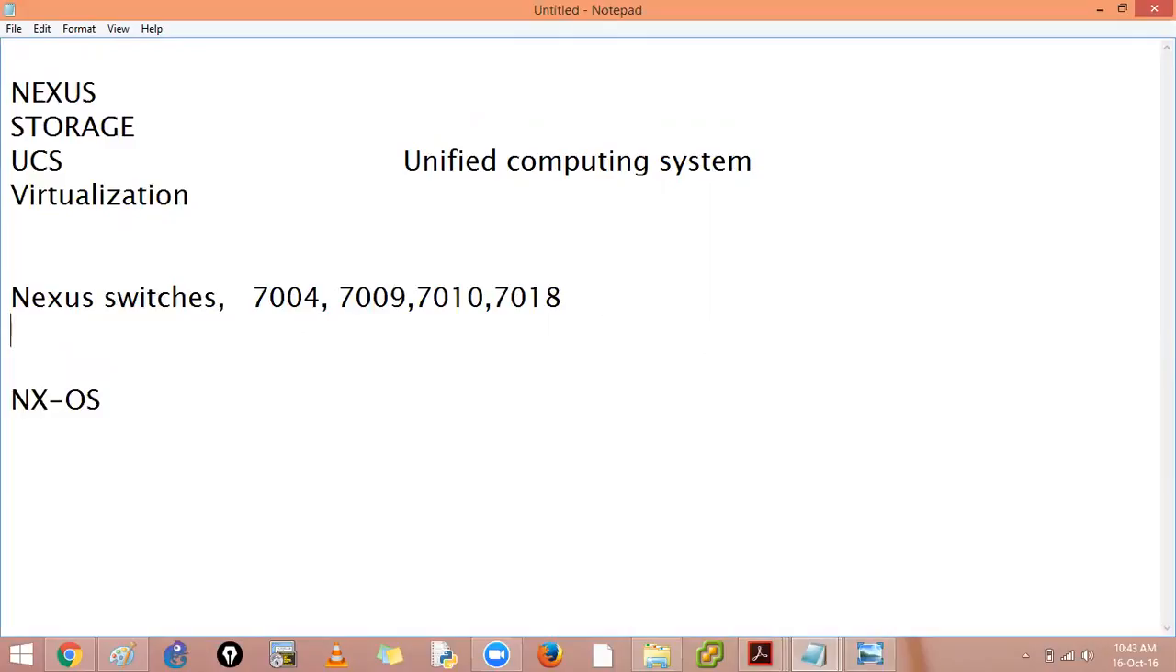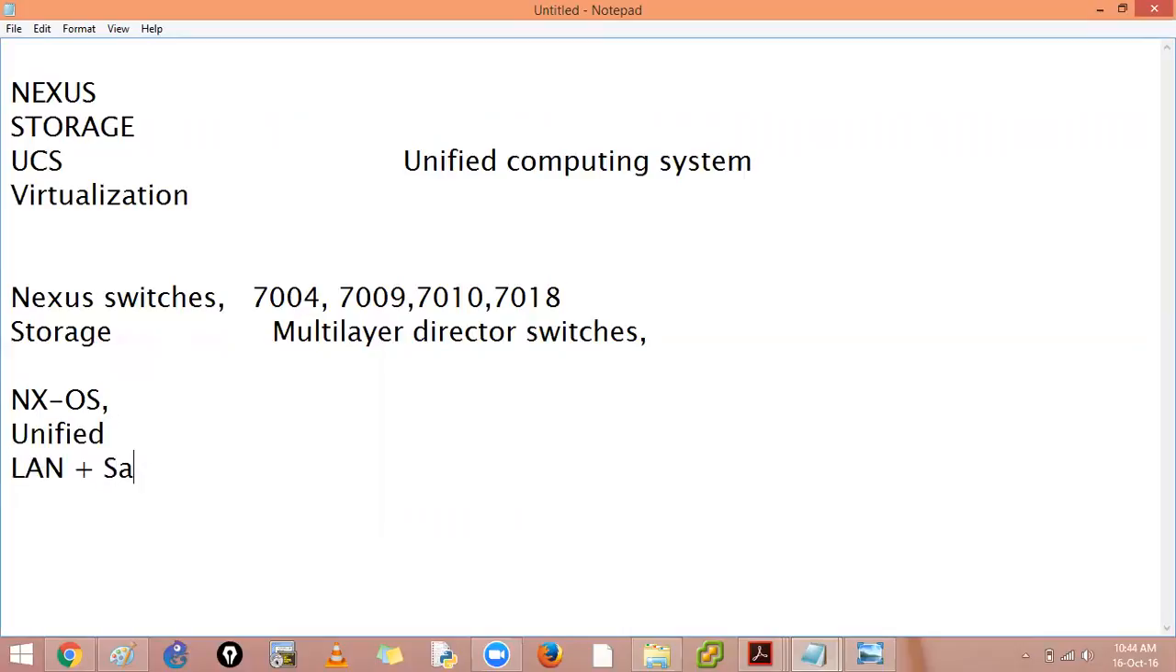If we talk about storage, we also have other devices like MDS devices. Storage has your multilayer director switches. Now, for all these devices, your Nexus operating system is very flexible because it supports something called unified fabric, unified computing. Now, unified means what? Unified means a combination of your LAN and SAN. So it can understand both.